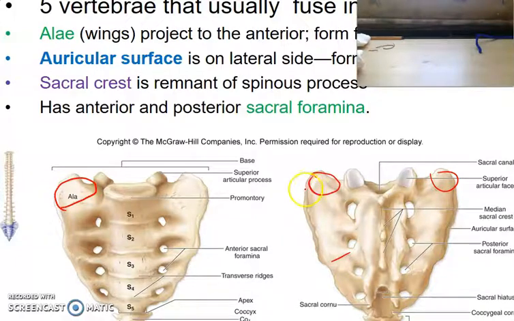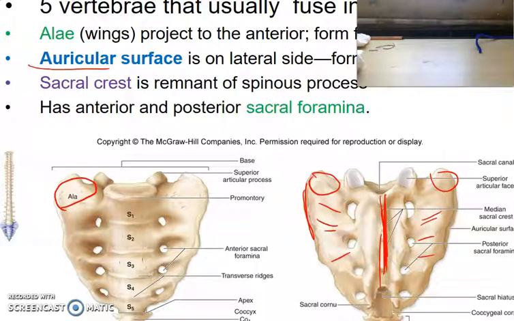And the auricular surface would be on this side. It really is auricular, not articular. It's going to form a joint, a sliding joint with the ilium. And it's actually going to bind with another auricular surface. The sacral crest, I like the sacral crest very much. That's the sacral crest. It's the remnants of the spinous process. I guess that's the remnants of the transverse processes.